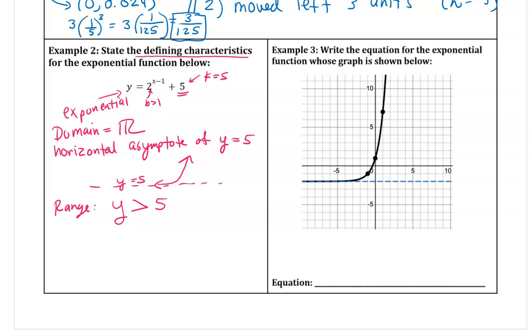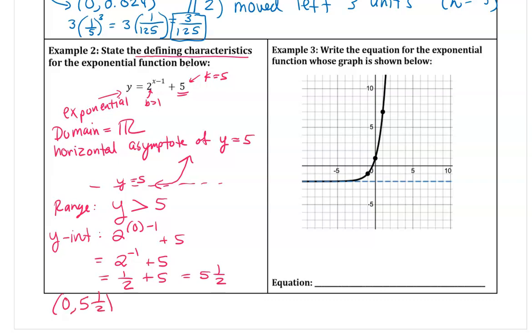Let's see what else. Oh, I can find the y-intercept because I can just plug in 0 for x. So then that would turn into 2 to the power of -1, which is 1/2. 1/2 plus 5 is 5 1/2. So that would be my y-intercept. Again, I can tell just by using the equation. So I got domain, range, y-intercept, horizontal asymptote.